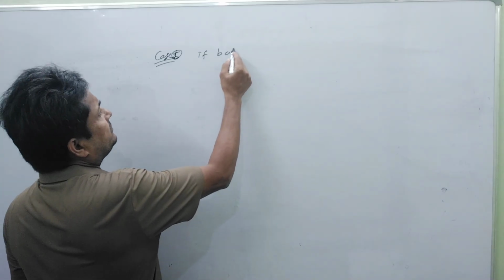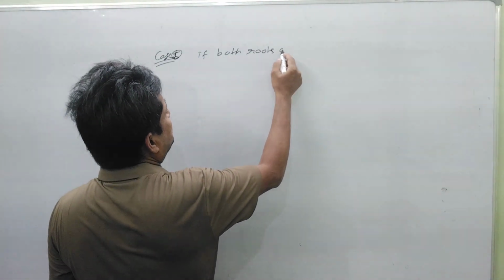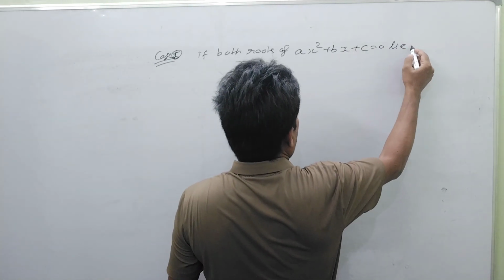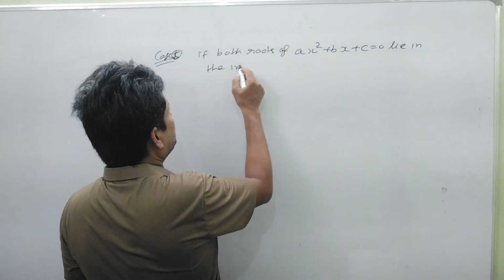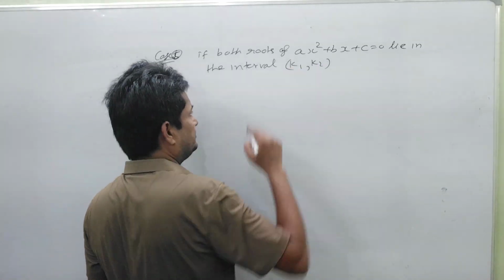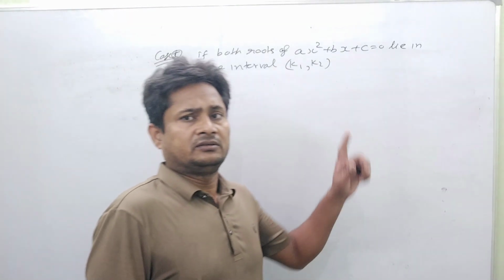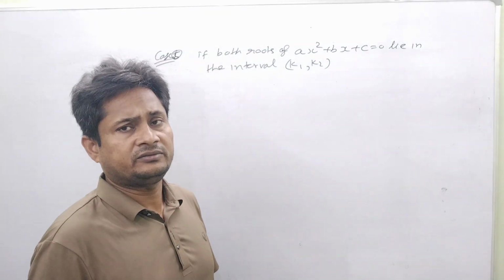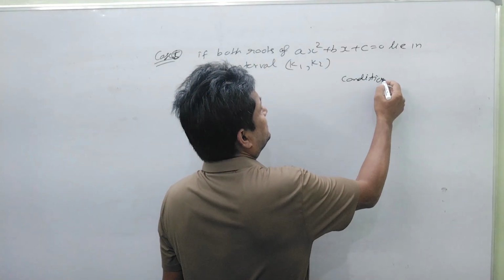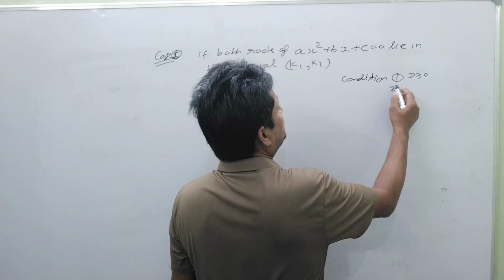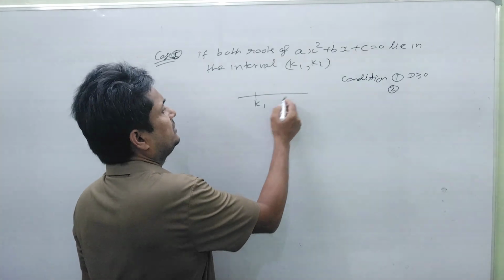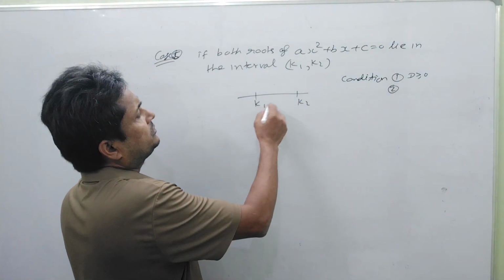If both roots of ax square plus bx plus c is equal to 0 lie in the interval k1 and k2, for this case there were 4 conditions. What were the conditions? First condition was D greater than or equal to 0, and the second graph of this one was: this is k1, this is k2, and both roots lie between the two.